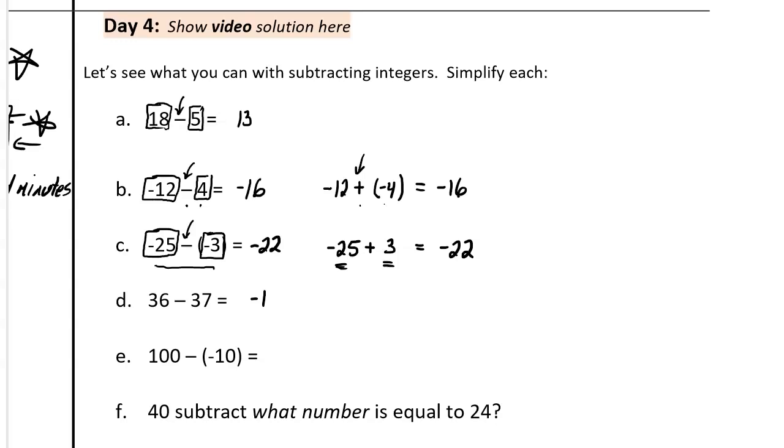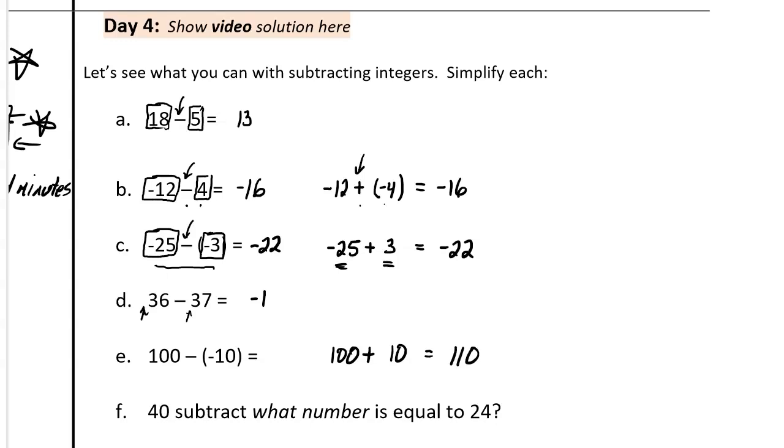Question D could be rewritten as an adding problem, like in problem B and C, but that might not make the problem any easier. Question D, because the first number is a positive, and because the number after the subtraction is a positive, is a lot like question A. It's just that you're starting with 36 and subtracting something that is larger than 36, and that will make the result a negative number. Question E, 100 subtract negative 10 is equivalent to 100 add positive 10, and that makes 110.